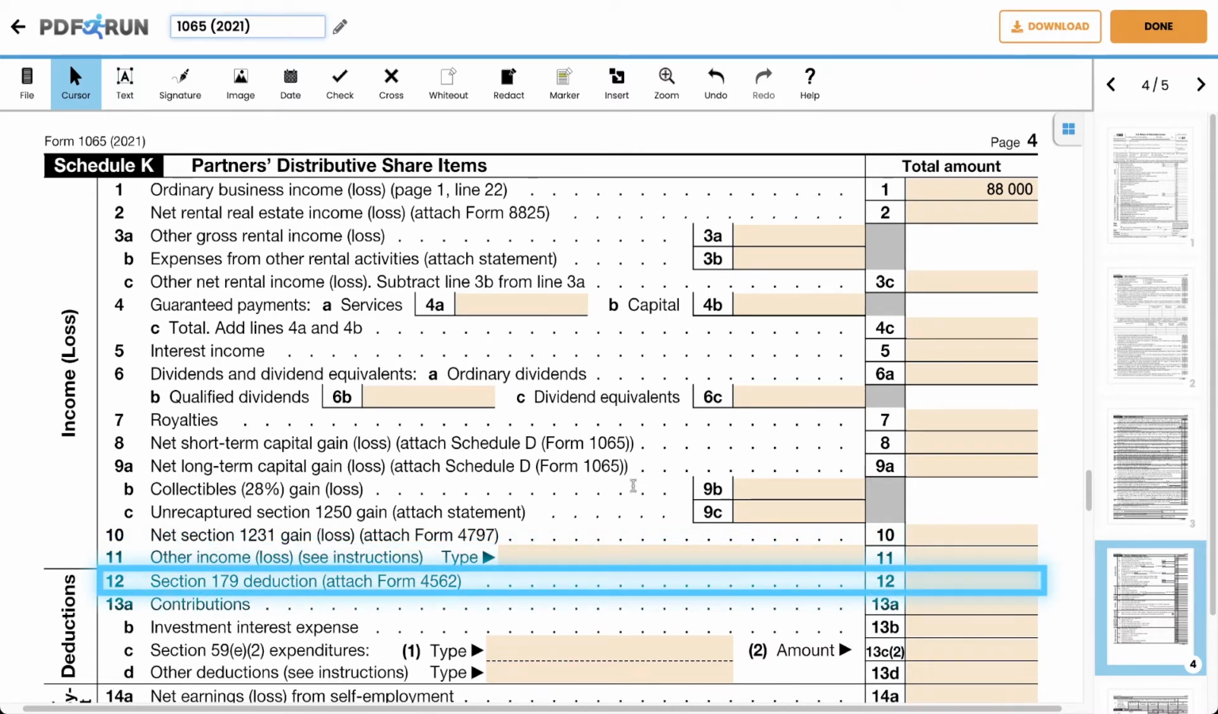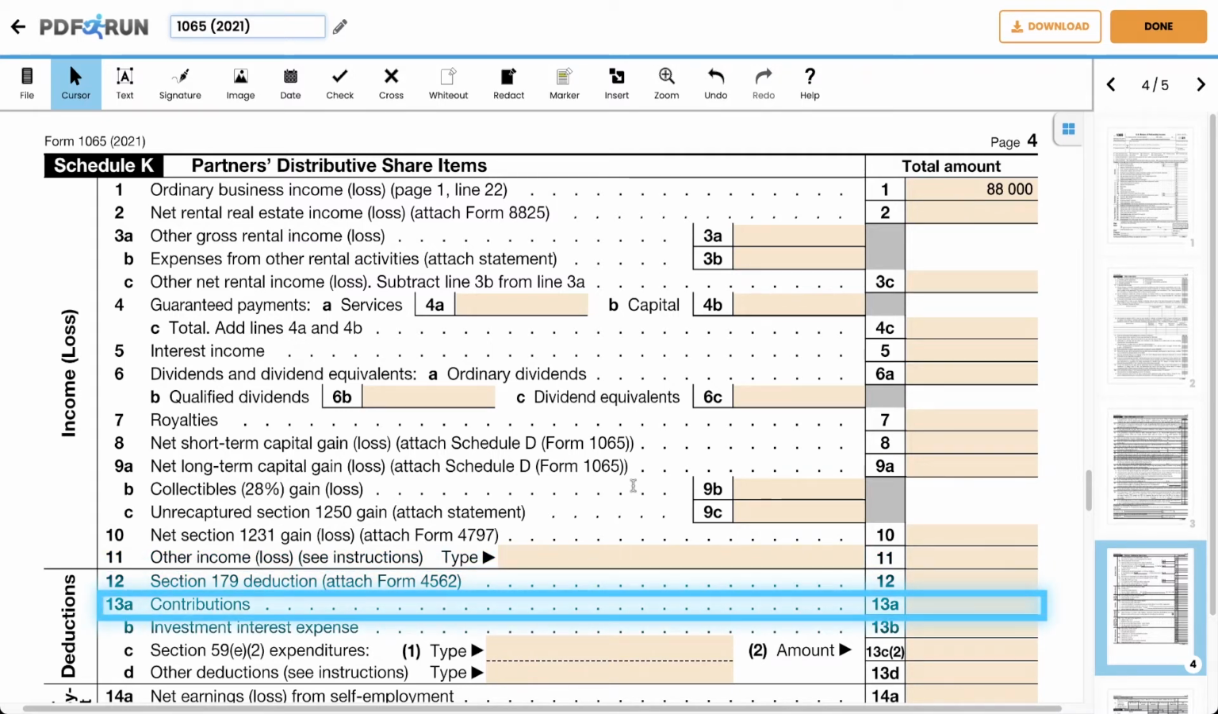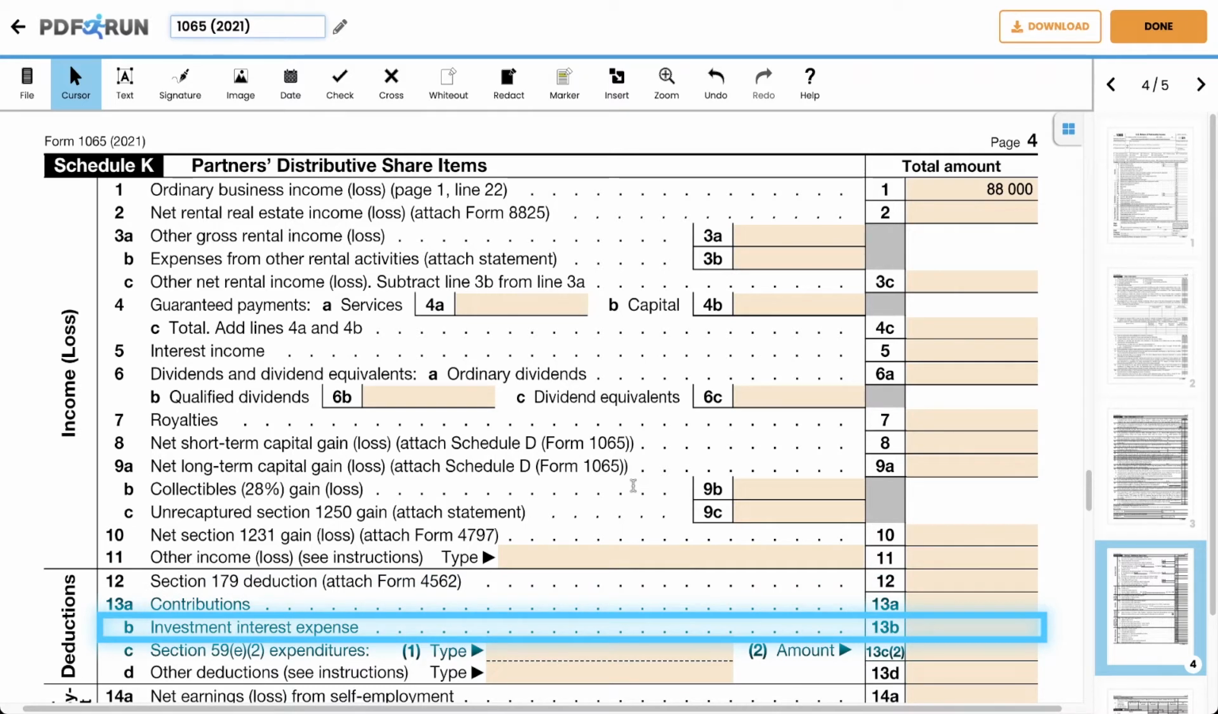Deductions. Line 12. Enter the amount of deduction from Section 179 and attach Form 4562 to this form. Line 13A. Enter the amount of contributions made. Line 13B. Enter the amount of expenses on investment interest.